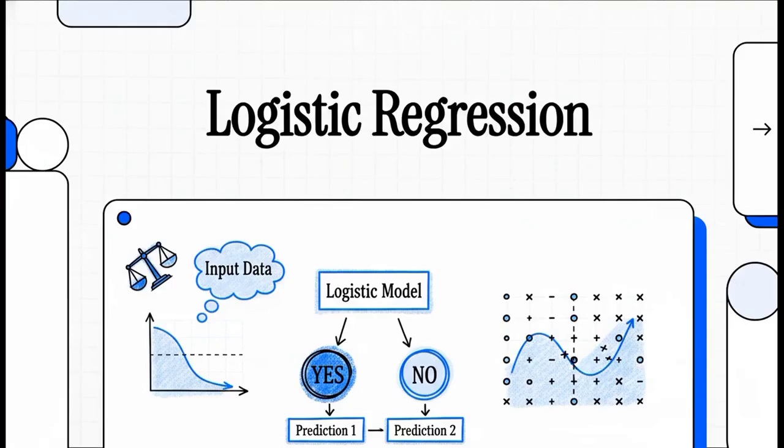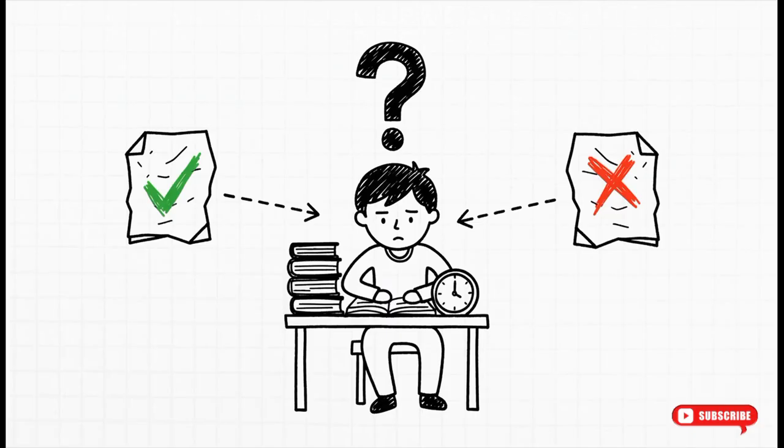All right, let's jump right in. Have you ever wondered how your phone, your computer, how anything makes a simple yes or no decision? You know, predicting something that only has two possible outcomes? Well, today we are cracking the code on one of the most essential tools in data science that does exactly that: logistic regression.